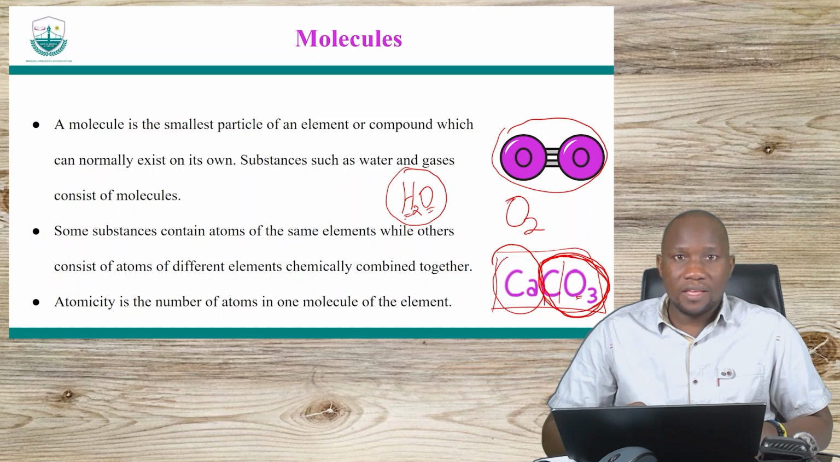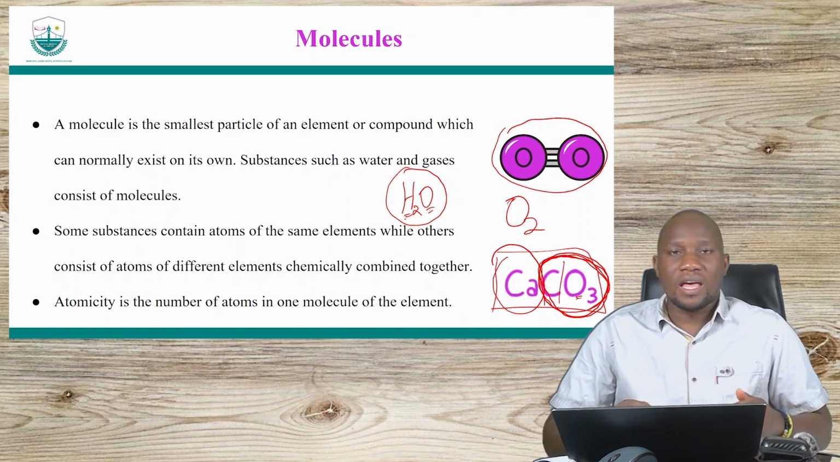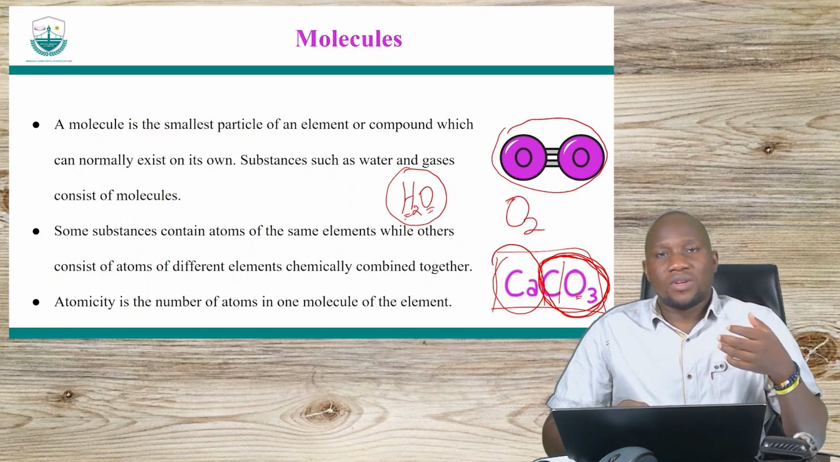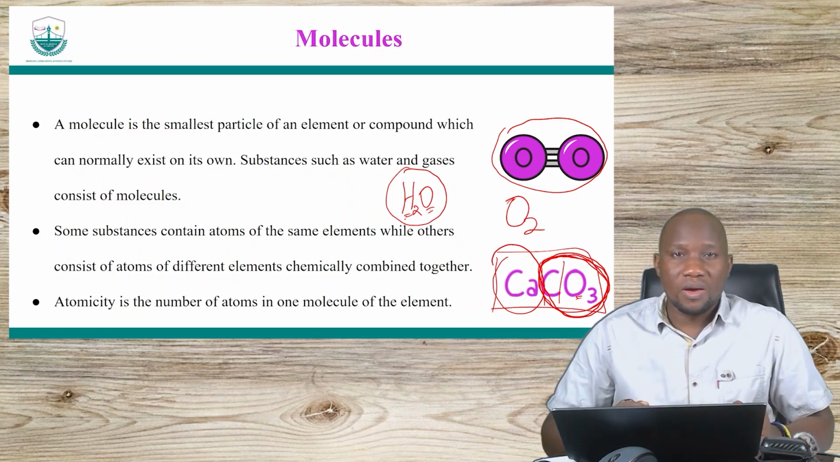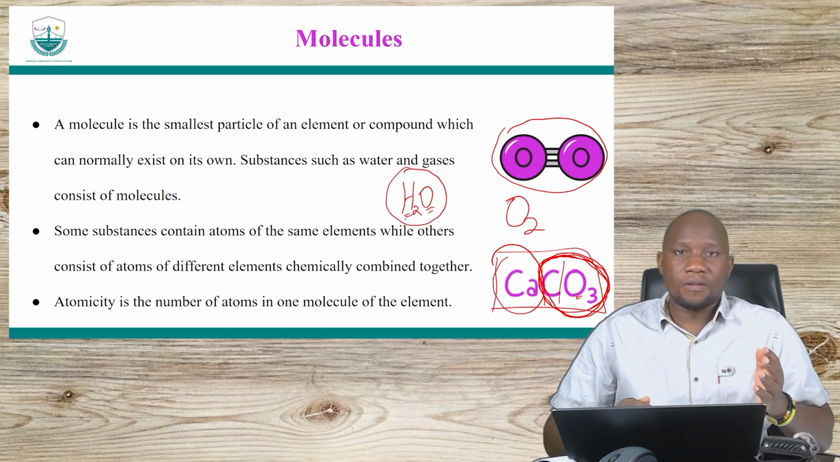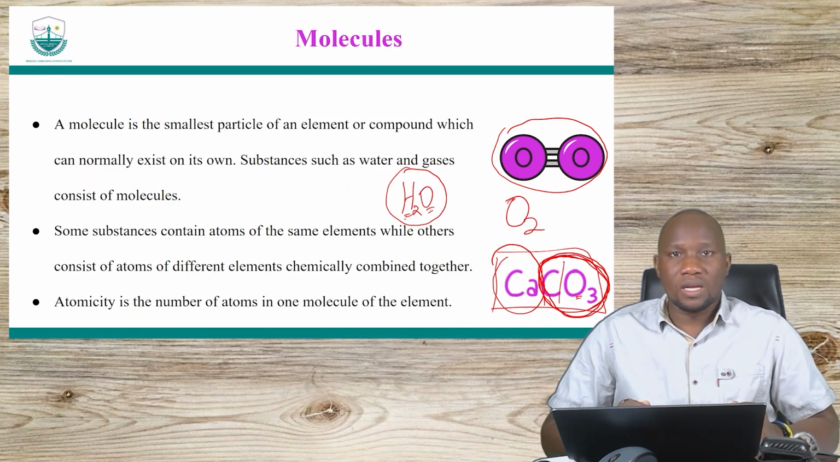Okay, so I guess that is very clear. We are saying that we have elements, many of them, but these elements can exist as molecules. That is, the molecules are the smallest part of the element that can exist on their own normally. Okay, and we have these molecules being formed as a result of combination of atoms, and these atoms can be of the same element or can be of different elements.